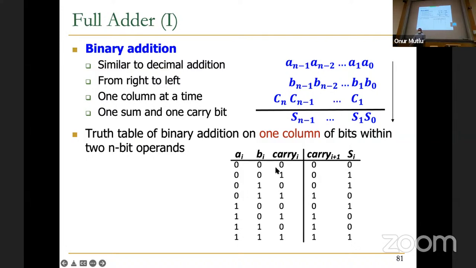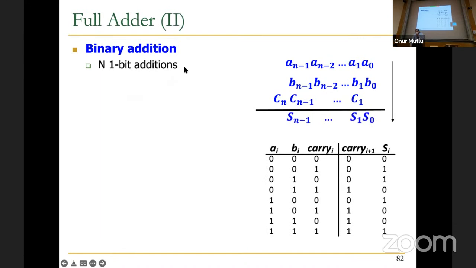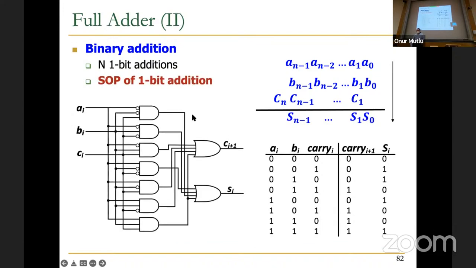And clearly, you can write this in sum of products form for each of the outputs, and then you can minimize this function. And we may do that later on. But basically, binary addition is n one-bit additions. Let's look at the SOP of one-bit addition. I didn't write the SOP, sum of products. You can do it based on what we said.